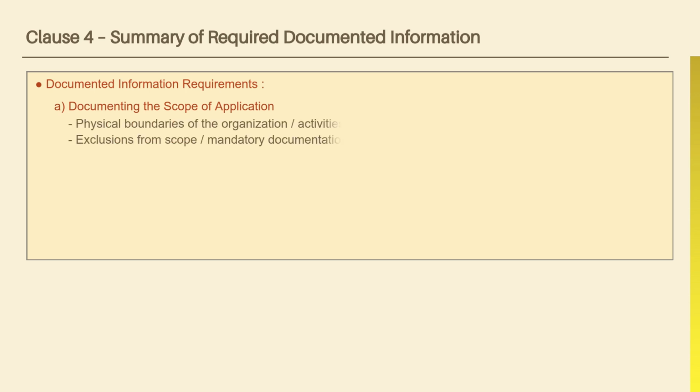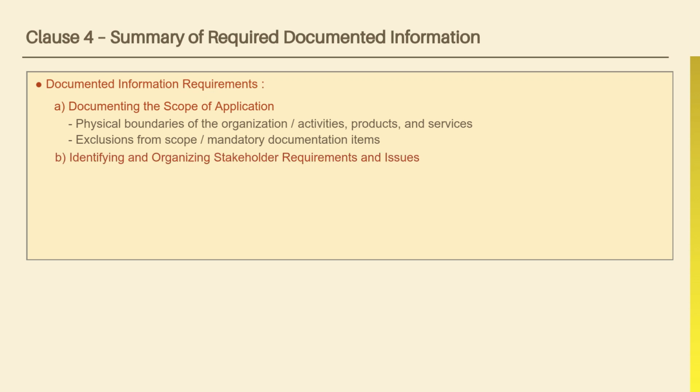The physical boundaries of the organization, i.e., activities, products, and services, should be documented to specify the scope of application, and if there are exclusions, they must be justified within the scope that does not compromise the integrity of the occupational health and safety management system.